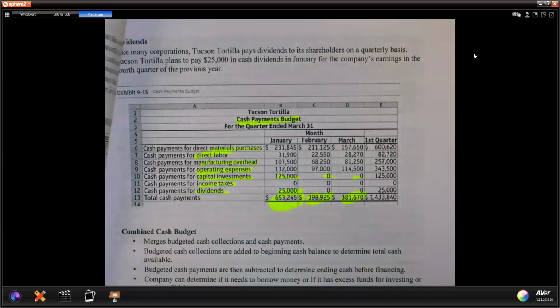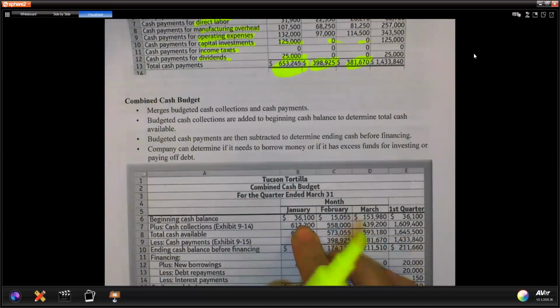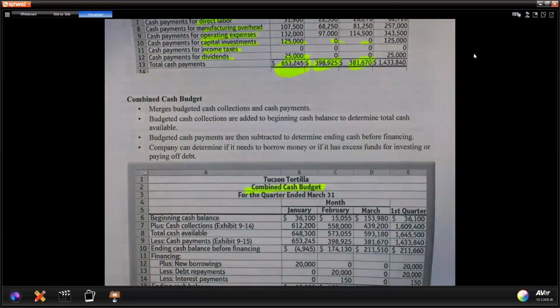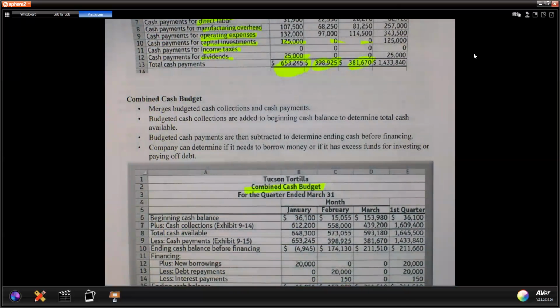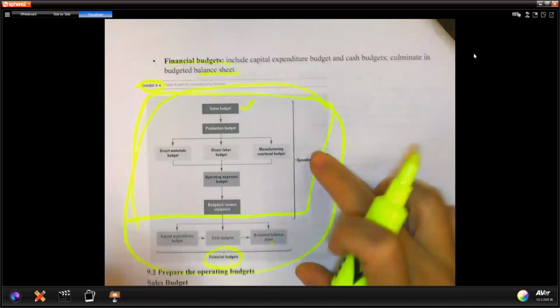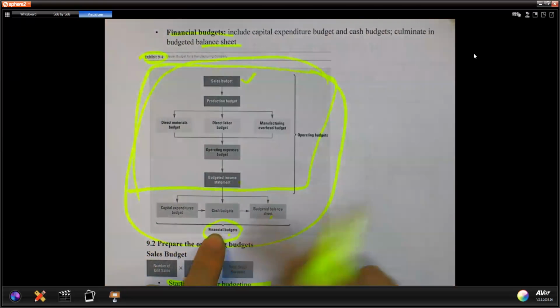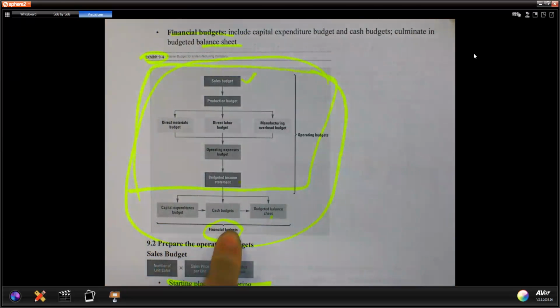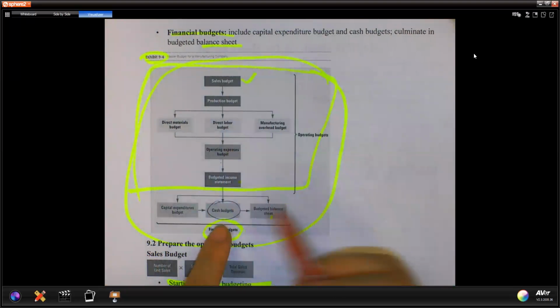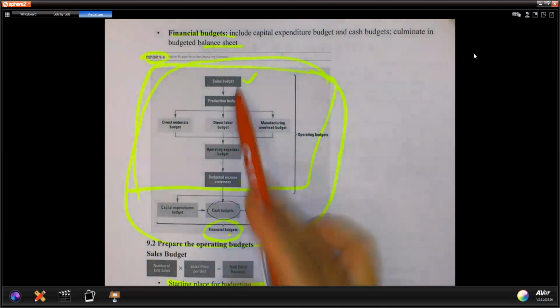Finally, you will combine everything, so you have a combined cash budget. We talk about that later because we didn't cover that one. But you can find out that your operating budget is related with your financial budget. As I said, your cash expenditure is related with all of these expenses. Your cash collection is related with your sales.